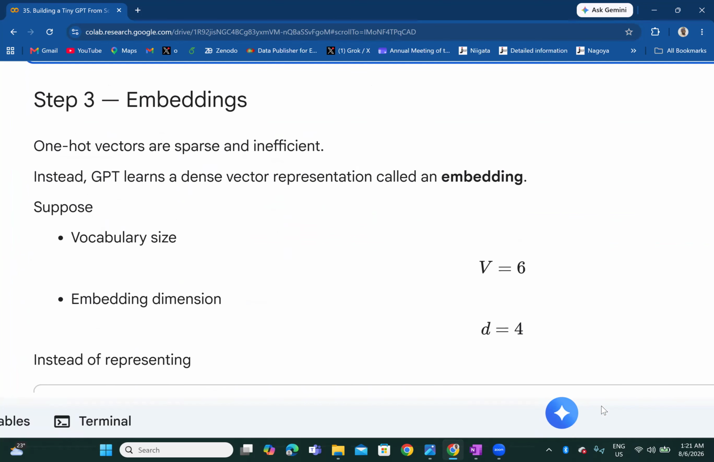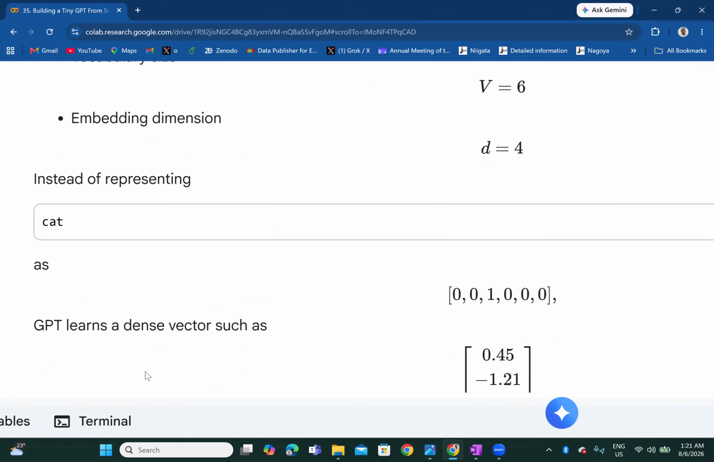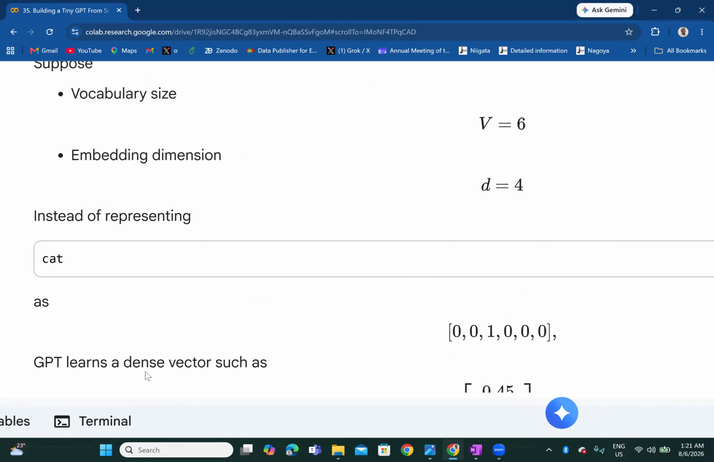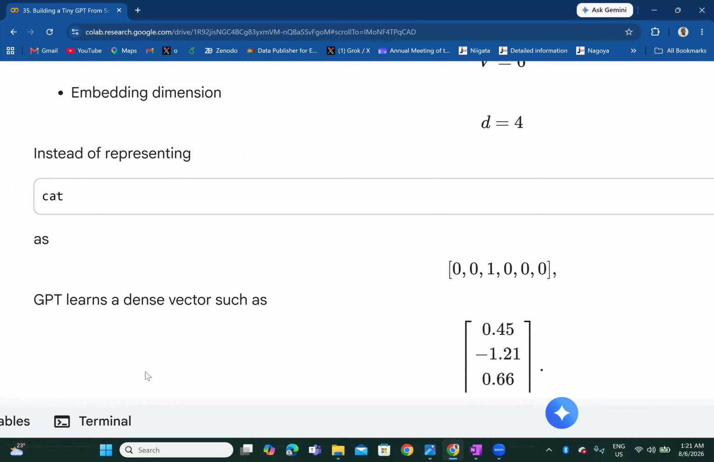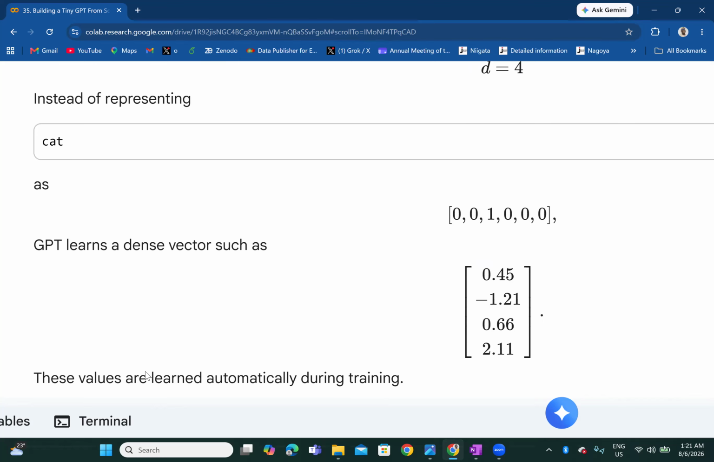Step 3 now, you have the embeddings. One-hot vectors are sparse and inefficient. So instead, GPT learns a dense vector representation called an embedding. Suppose vocabulary size V is 6 and embedding dimension D is 4. Instead of representing cat as 0, 0, 1, 0, 0, 0, because you have vocabulary size 6, GPT learns a dense vector such as 0.45, -1.1, 0.66, and 2.11. These values are learned automatically during training. So the model takes care of itself.